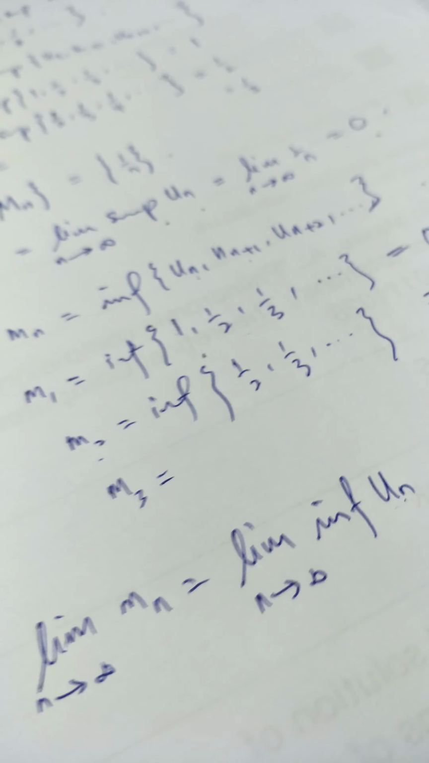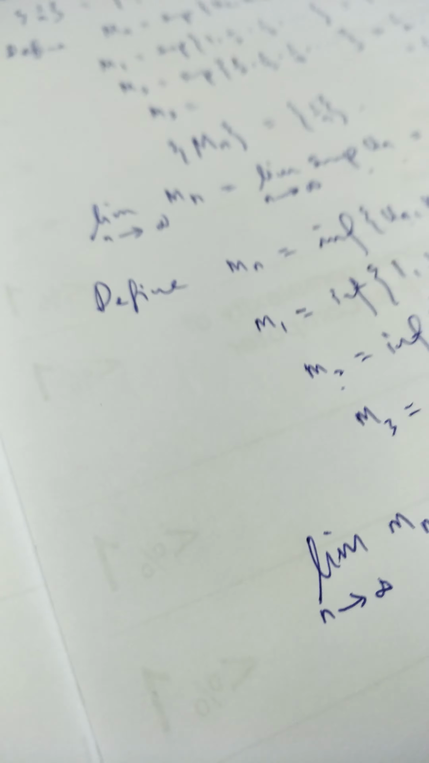Okay? I hope you can understand the concept of this, and how to find the lim sup and lim inf if you're given a particular sequence. I have a couple more examples here. I think I'll do one more example.